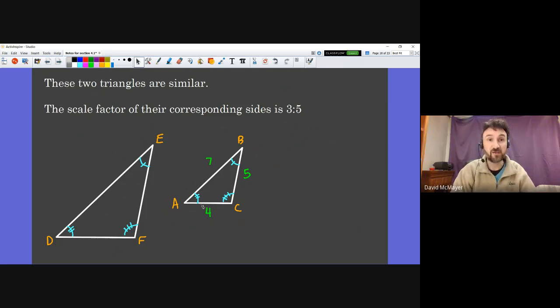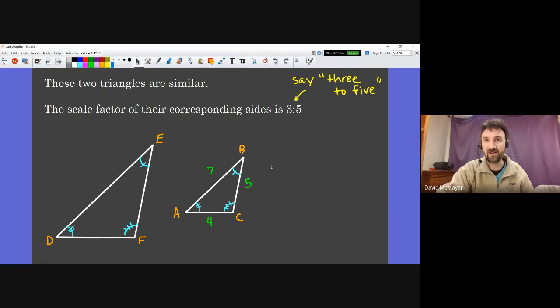Okay. In this particular problem, the scale factor of the corresponding sides is 3 to 5. And this means something, this 3:5 that you see here. So we don't say "3 colon 5." I know that's the symbol. That's probably what you would say in a voice-to-text kind of thing if you wanted to get your phone to type that. But what we do is we say that's a 3-to-5 ratio. I'm using the word "to" there, T-O. So you'll hear me say that, and you'll hear your teacher say that it's a 3-to-5 ratio.